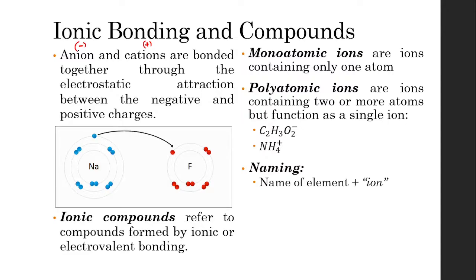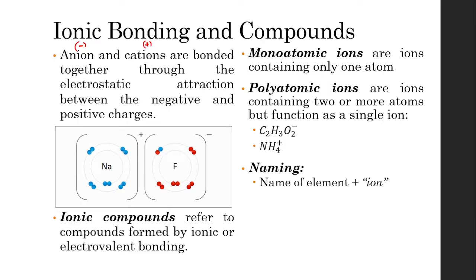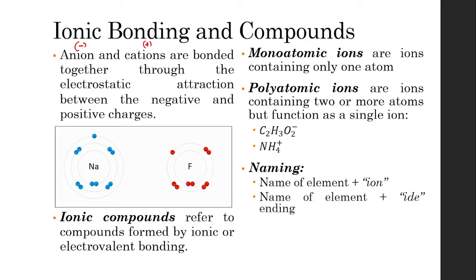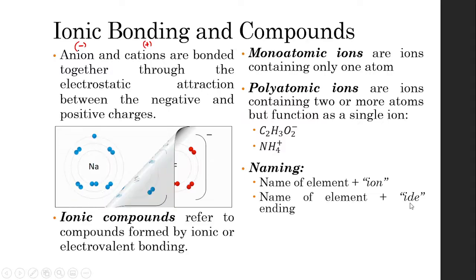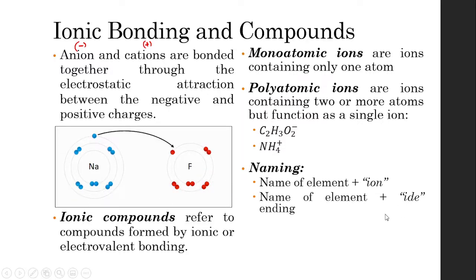And then there's also, I hope you guys remember how to name our ions. When we name ions, for our cation, we just use the name of the element and add ion. So for example, sodium ion. And then for our anions, we usually have the name of the element and add an IDE ending. So for example, our fluorine is our anion, so our fluorine becomes fluoride. Our chlorine becomes chloride.